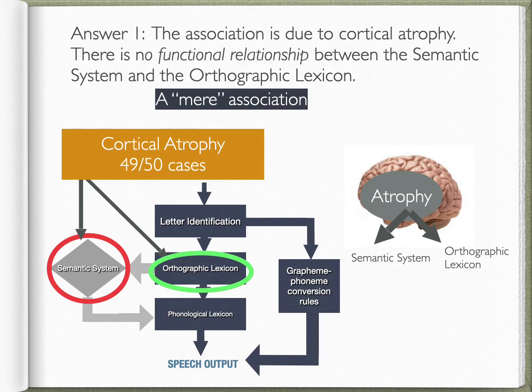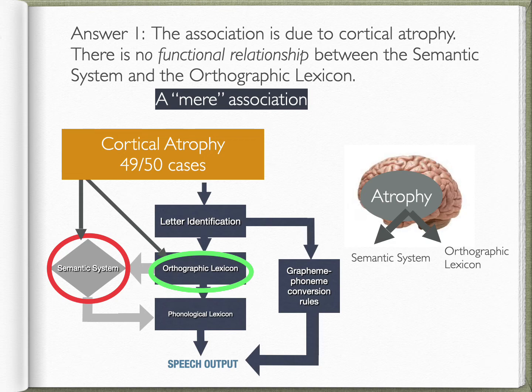There's a very important term for this in the literature. It is termed a mere, quote unquote, association, which means there's no theoretically interesting reason behind the fact that in 49 out of 50 cases, there is a relationship between semantic dementia and surface dyslexia. It's just atrophy of the brain.